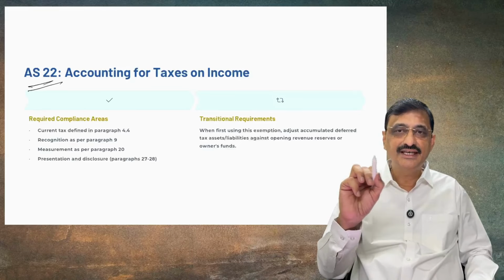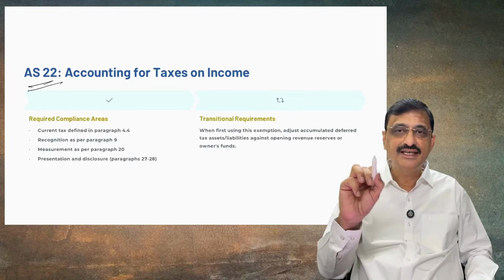Means para 4.4 defines what is a current tax, and how it is to be recognized is given in para 9, how it is to be measured is given in para 20, and how it is to be disclosed is given in para 27 to 28. Only these are applicable, the rest of the things are not applicable.